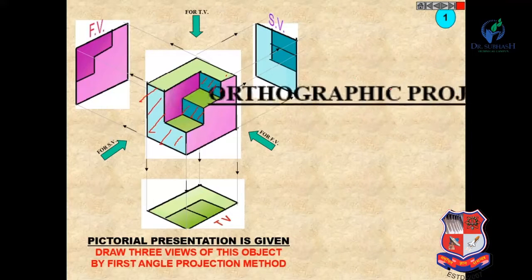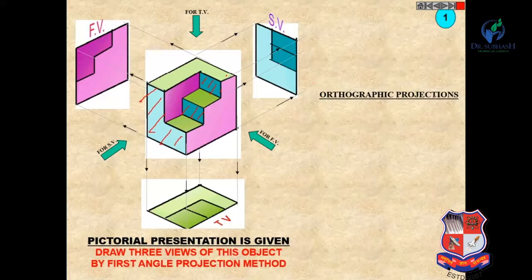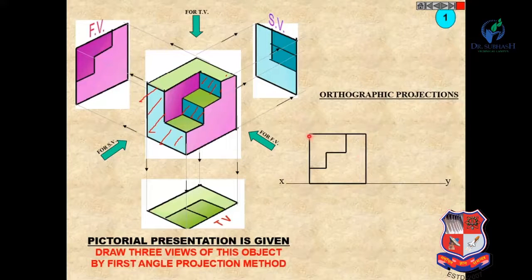Now in the orthographic projections, in the first angle projection, as we know, first of all we have to draw the XY line, and in the first angle projection method the front view is above the XY line. So first of all draw the front view as per the given dimensions. This is our front view.